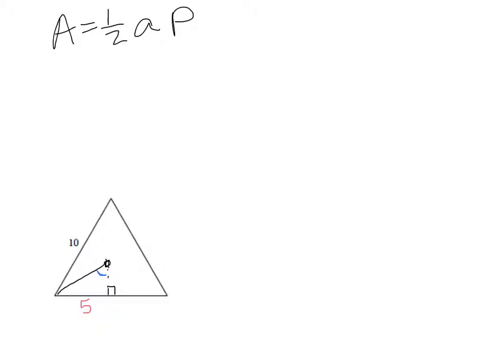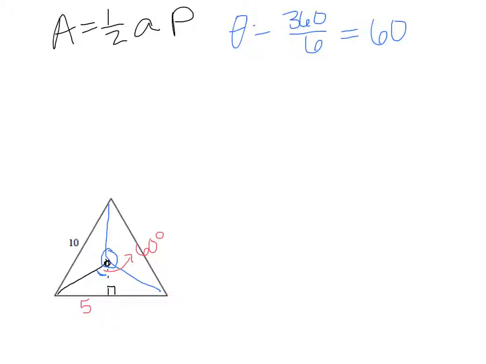So in this case, since we have this equilateral triangle, we can see that those three triangles are going to add up to 360. But since we only care about half the triangle, we're going to divide it into 6 parts. So to find the angle measure, the theta, we're going to do 360 divided by 6, which is going to get us an angle measure of 60 degrees. So that little guy right there that we're looking for is 60 degrees.